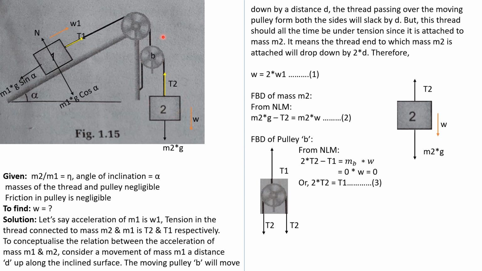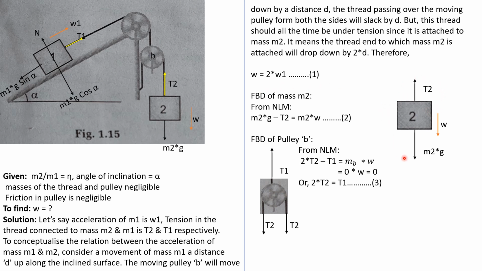But this thread is attached to body 2 at one end, so this thread will all the time be under tension. It means the body 2 will come down by 2d distance to keep the thread tight. So what does it signify? That acceleration W will be 2 times the acceleration W1. So here we got equation 1. You can go through the write-up; this will give you ease in understanding. So equation 1 we got.